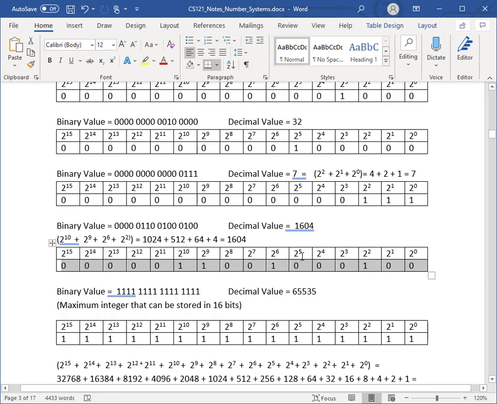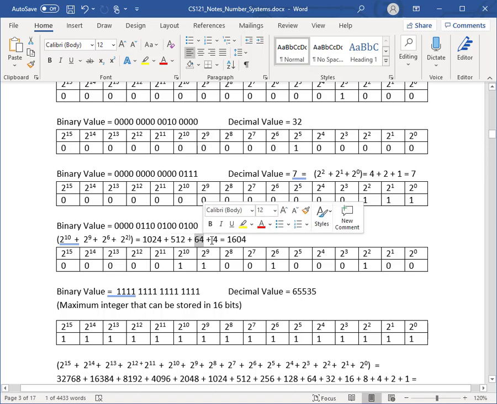So if you multiply those out and add them together, 2 to the 10th, of course, is 1024. 2 to the 9th is 512. 2 to the 6th is 64. And 2 squared is 4. Adding those all up, we get 1604. So this binary string is equivalent to the decimal value 1604.